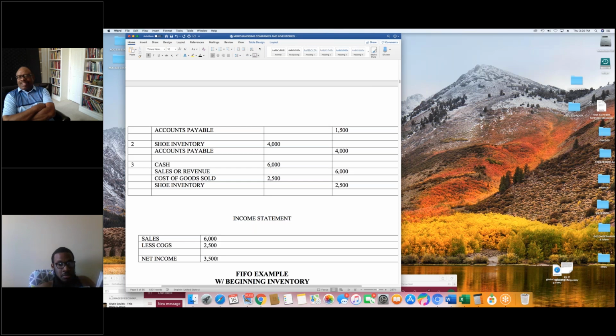It says less cost of goods sold. Why doesn't it just say cost of goods sold? I said less cost of goods sold so you remember to subtract it rather than add it. Because some people will try to add it.